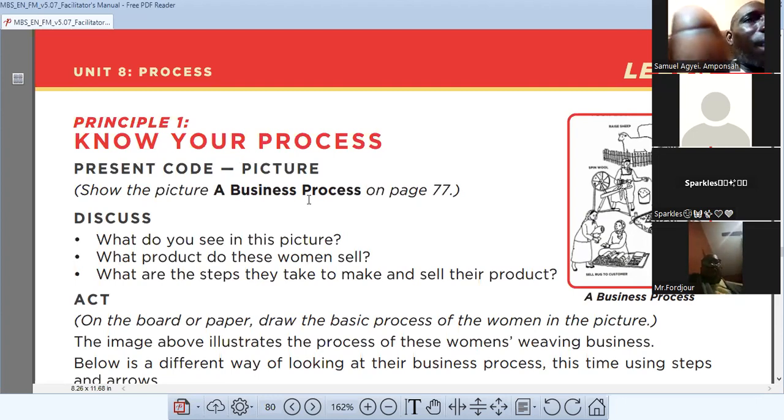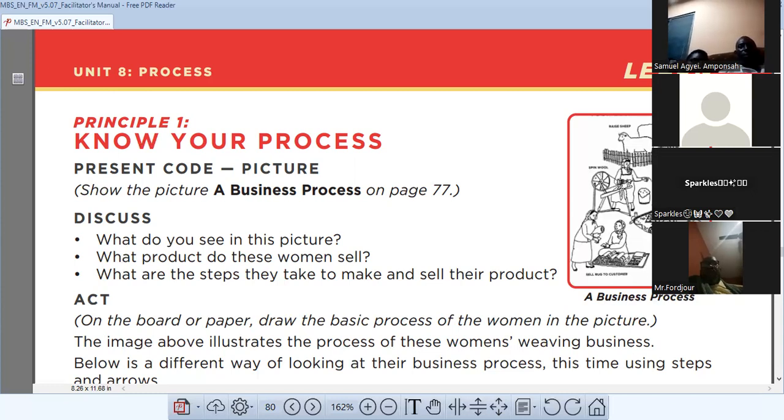In this picture, the first thing they do is rear sheep, and then they shear the sheep so that they can get the wool. When they get the wool, they weave it to make thread. And when they make thread, they weave that thread to make some rags. Then they take the rags and lay them on the market, and then they sell them. So that's the process. Every business has a process that it goes through.